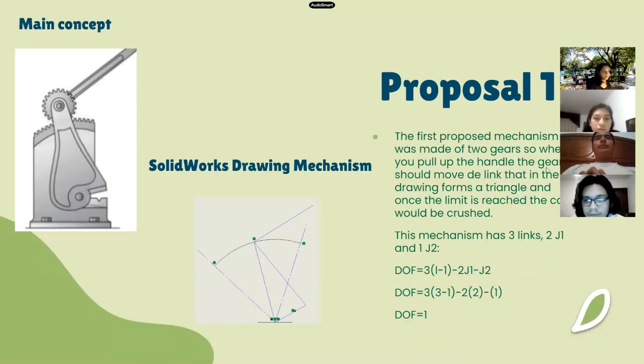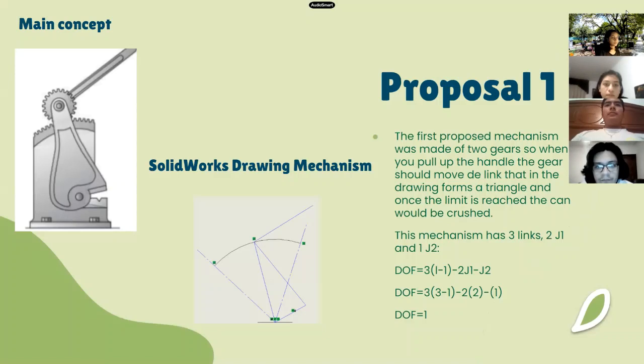In the first proposal, we used this mechanism that was made of 2 gears. So when you pull up the handle, the gear should move the length that in the drawing forms a triangle. And once the limit is reached, the can will be crushed. This mechanism has 3 links, 2 joints, and 1/2 joint. So therefore, there is 1 degree of freedom.